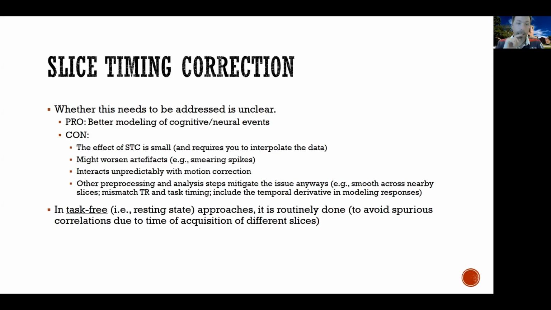However, I should say that if you're doing a task-free approach, then it is conventional to do slice timing correction, mainly because then you could imagine that there might be systematic differences between the parts of the brain that are collected, say, early and those that are collected late inside the TR. So in task-free analysis or in resting state analysis, it is routinely done.